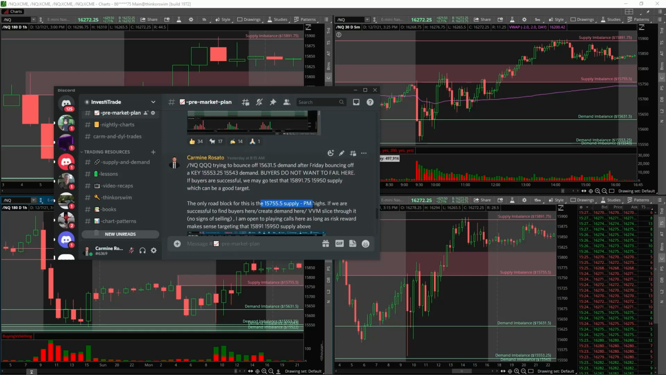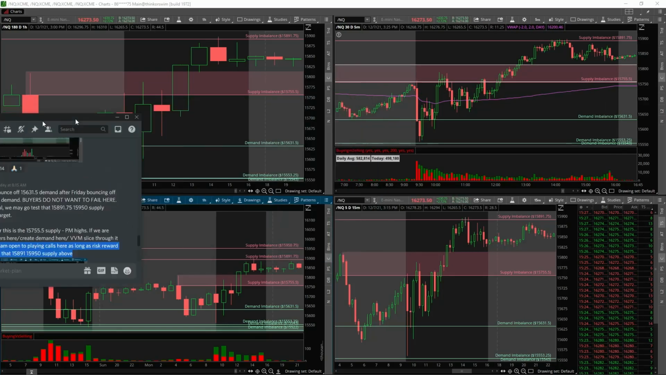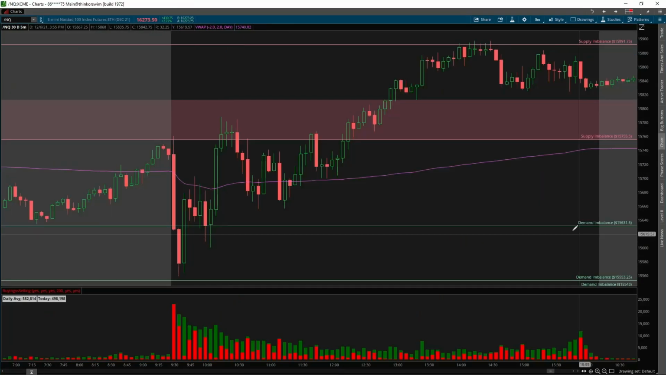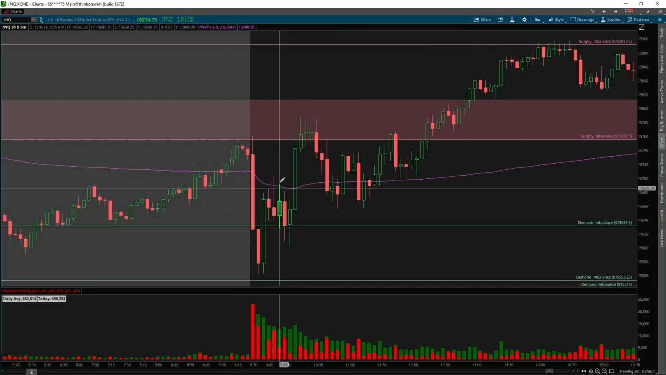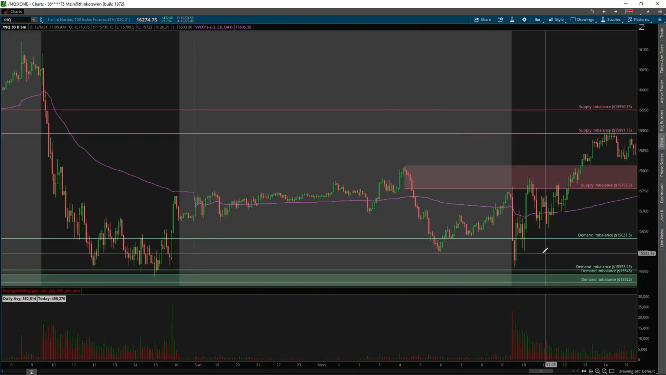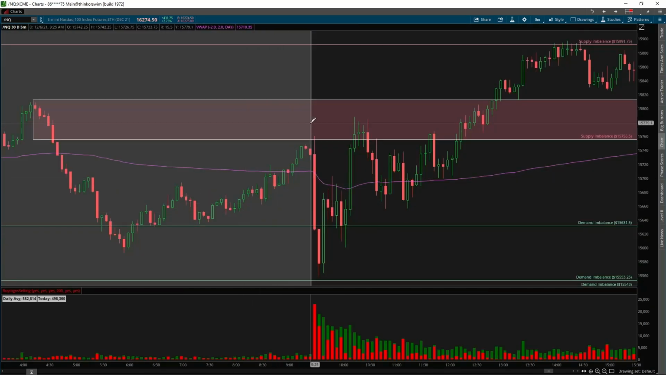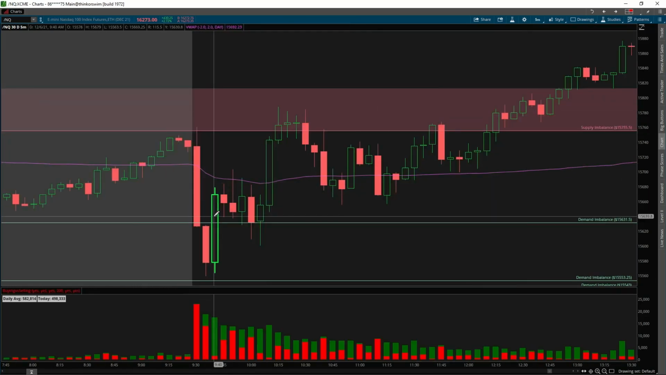The only roadblock is going to be this pink box up here at 15755 supply. If we are successful to find buyers here, create demand here, or slice through it with no signs of selling, I am open to playing calls as long as the risk to reward makes sense, targeting the supply above. So just to go back and analyze this chart, we did bounce off of demand. We came back, pulled back into it. Not only yesterday to today, we put in a higher low, but also now intraday, we're putting in a higher low, especially at demand. Another very strong sign of buying.